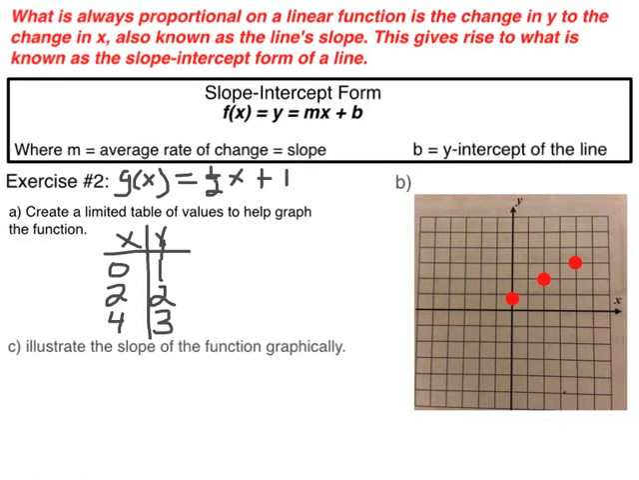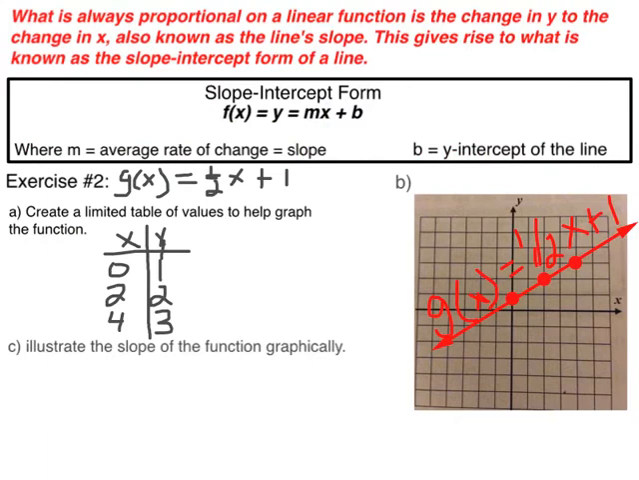A couple things that you have to remember is that you should always have arrows on your lines. And the last thing you should always do is label your line. So g of x equals 1/2 x plus 1. So there's my table and there's my graph.